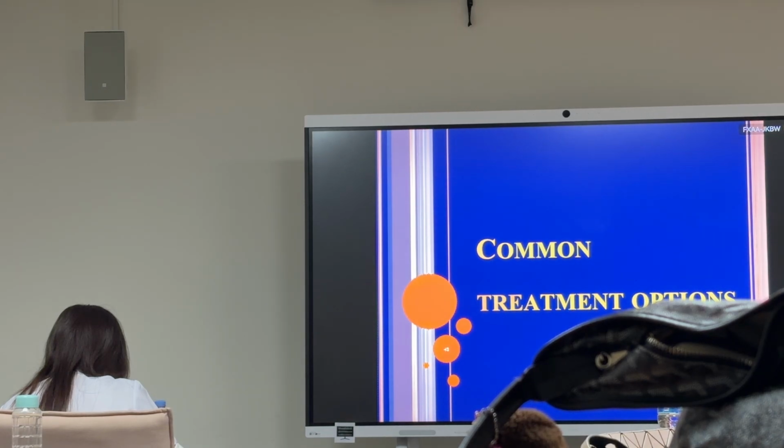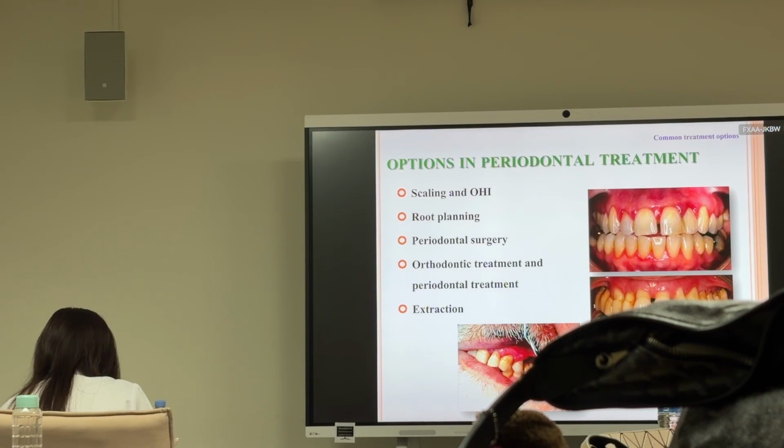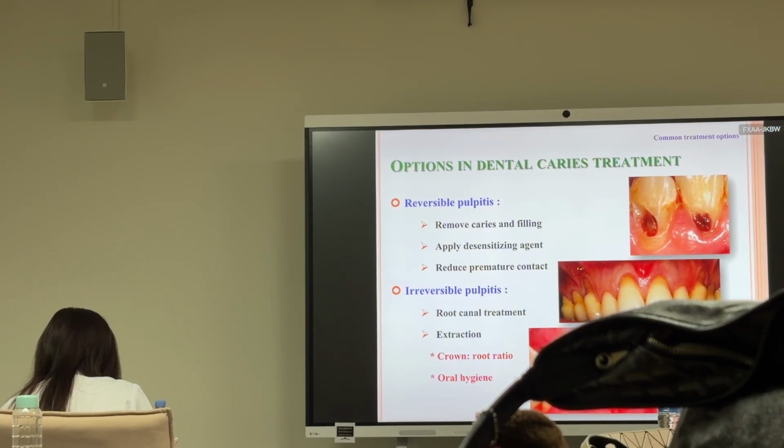Common treatment options are based on feasibility, possibility, effectiveness, and prognosis. Treatment options include periodontal treatment, dental caries treatment, solving tooth eruption problems, and tooth replacement. I think all the options you need to learn from each specific lecture, like scaling, OHI, root planing, periodontal surgery, orthodontic treatment, and extraction. You apply all the knowledge from each department lecture and bring it together to decide for each patient.